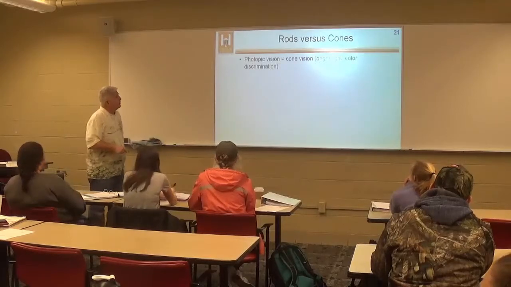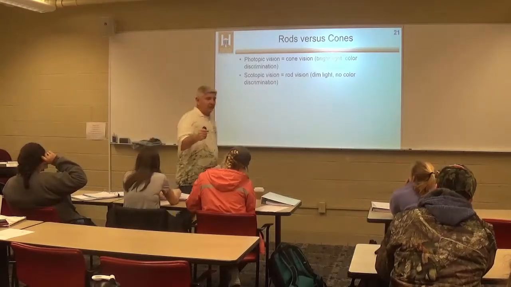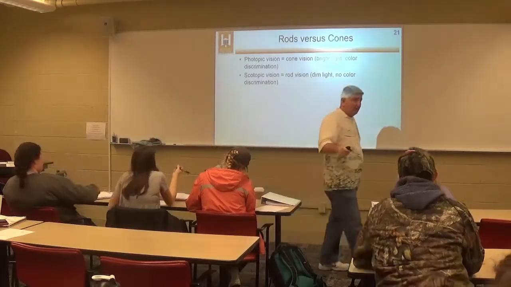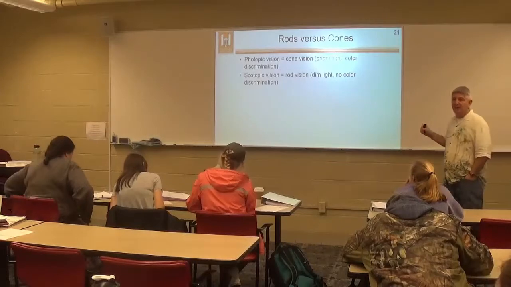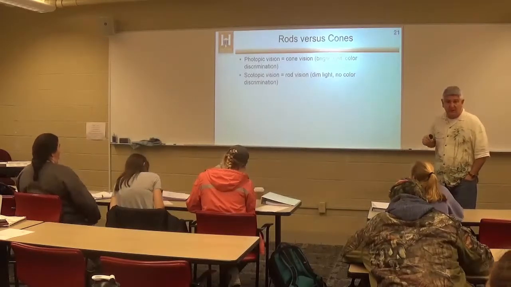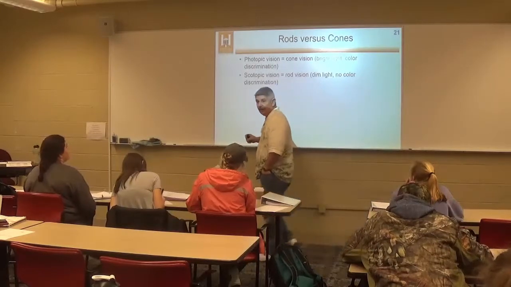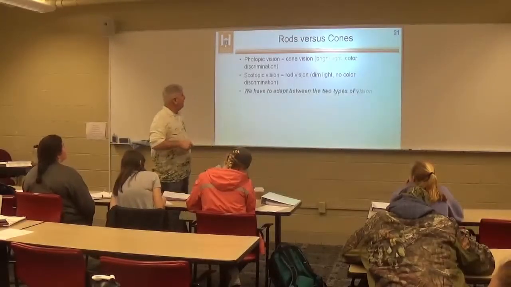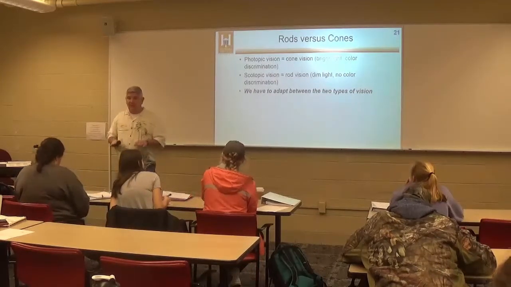All right, so photopic vision is cone vision, color vision, bright light. Scotopic vision is when we're only using our rods. You know you're only using your rods because you can't discriminate between colors. You're only seeing in shades of gray, right? We have to adapt between these two types of vision.